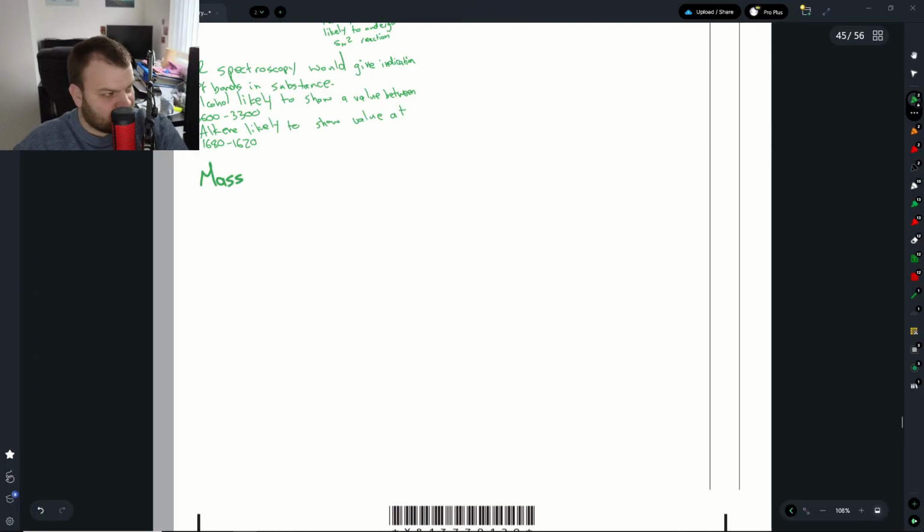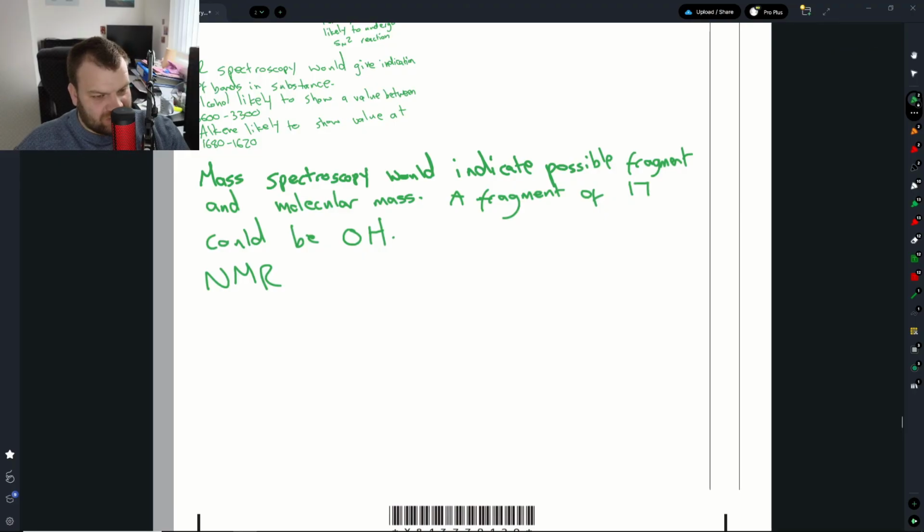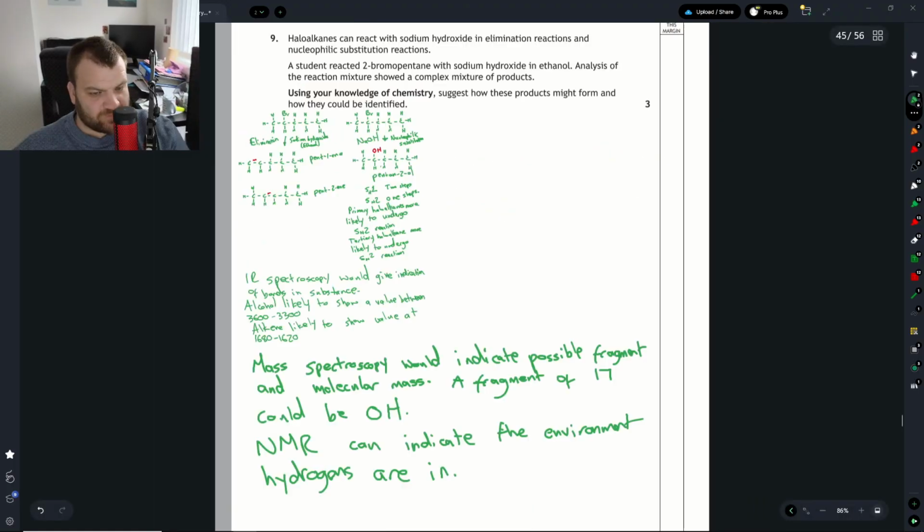We could also talk about mass spec, which would separate out and show us different possible fragments of the molecule. If you have a fragment of 17, that could be an OH group. And you could look at how they're arranged as well and see possible options. NMR would give you an idea of how many hydrogen environments there are and how the hydrogens are arranged next to each other, which could give you more information about which chemical we are dealing with. Again, quite possibly lots more we could talk about. That's everything I can think of at the moment. 3 marks for a good answer, 2 for reasonable, 1 for limited, and hopefully I should pick up the majority, if not all of those marks.